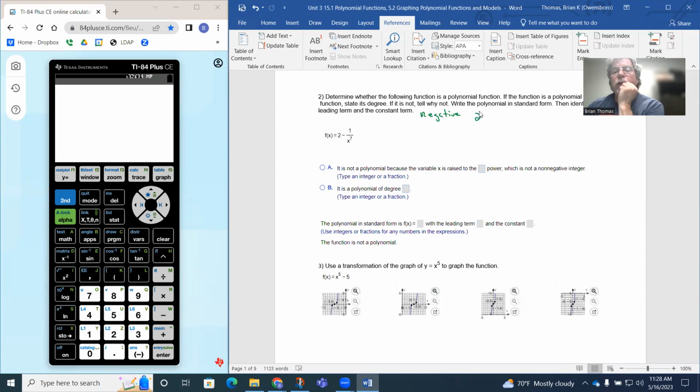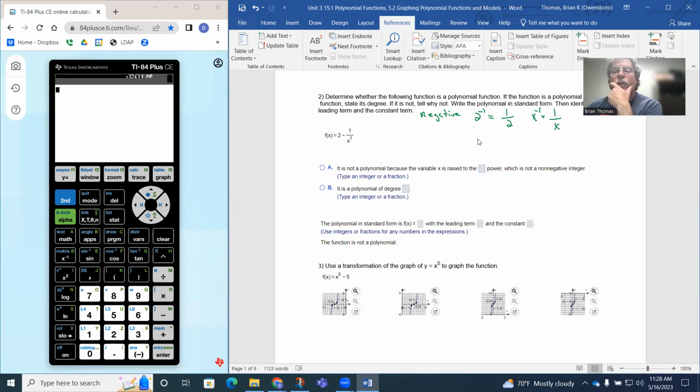So if I have 2 to the negative 1, that really means the same thing as take the reciprocal. That's 1 over 2. So by definition, if I have x to the negative 1, that's the same thing as 1 over x. So if x is in the denominator, that means it actually has a negative exponent.